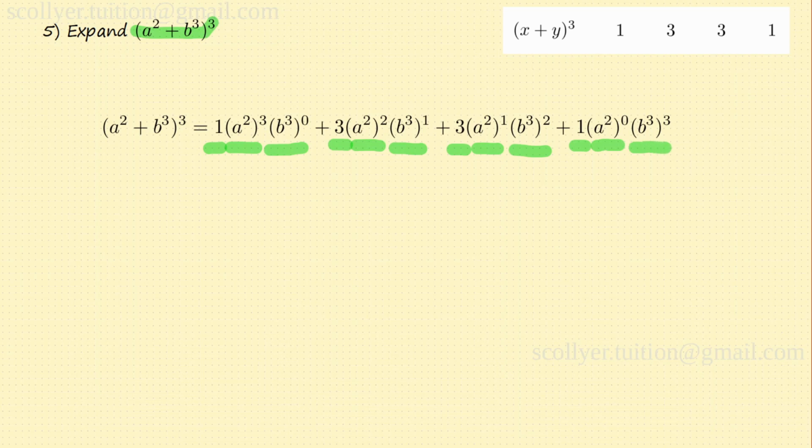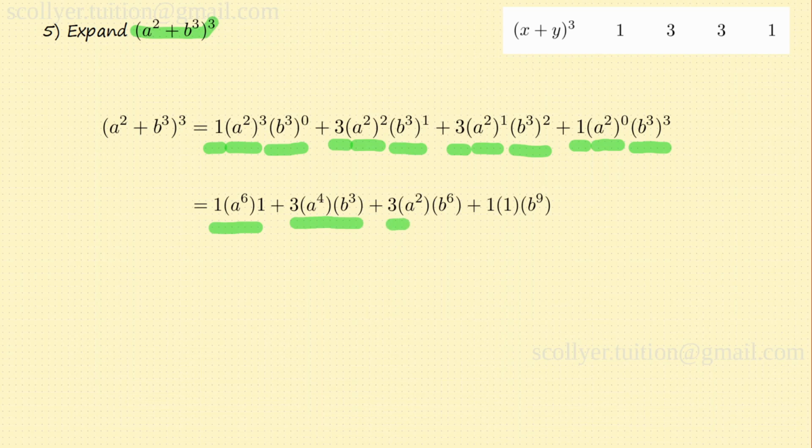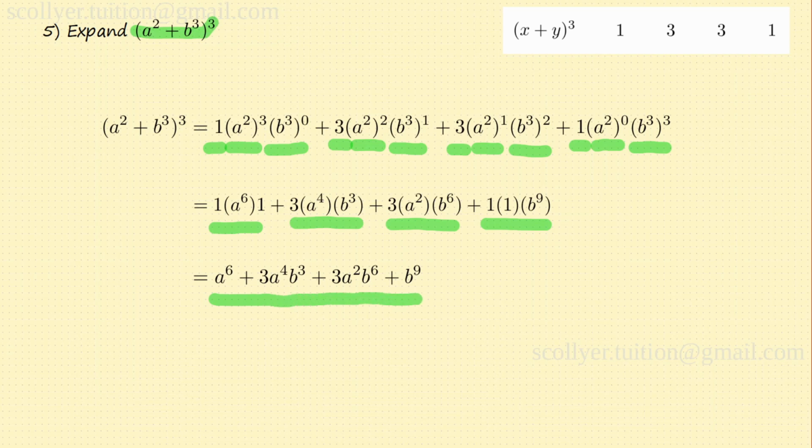(b^3)^3, which expands to 1 times a^6 times 1, plus 3 times a^4 times b^3, plus 3 times a^2 times b^6, plus 1 times b^9, which finally simplifies to a^6 + 3a^4 b^3 + 3a^2 b^6 + b^9.